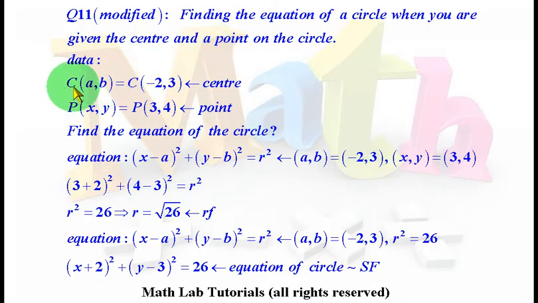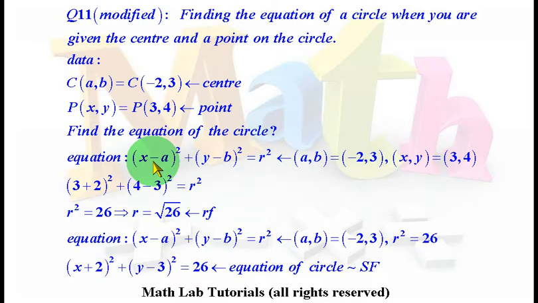In this case, we're given that the center, which is generally (a, b), is (minus 2, 3), and a point on the circle will have coordinates (3, 4). So this is given information. Anytime I write down the word data, that means that this is what's given in the problem. And the objective is to find the equation of the circle.